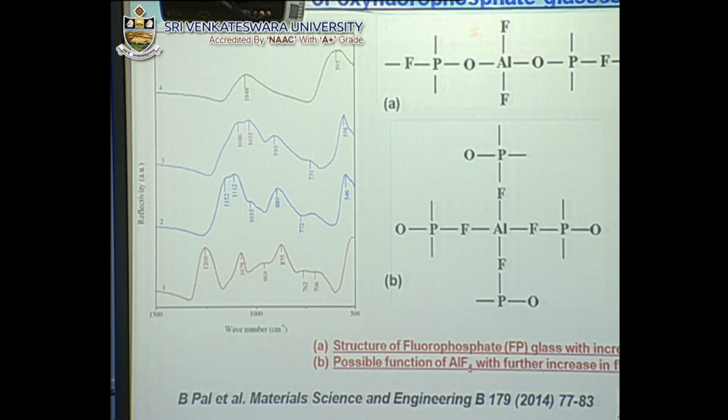Here you can see the IR spectrum of the oxyfluorophosphate glasses. Initially, the metaphosphate bands at 1260 and 875 indicate the metaphosphate glass, but with increasing fluorine percentage, you see the metaphosphate is just removing, and this is the structure of fluorophosphate glass with increasing fluoride and the possible formation of aluminum fluoride with further increase of fluoride.